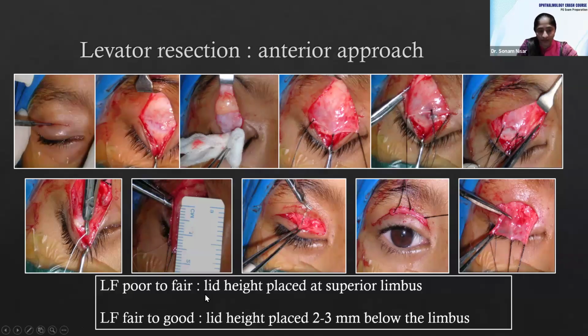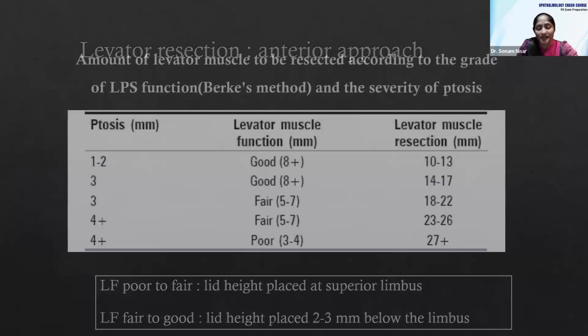As per the textbook, at the end of the procedure, if your levator function is poor to fair, the lid height has to be placed in resection at the superior limbus. If it is fair to good, then lid height can be placed 2 to 3 millimeters below the limbus, because when you resect it, it will eventually contract and lift up after the surgery is done.